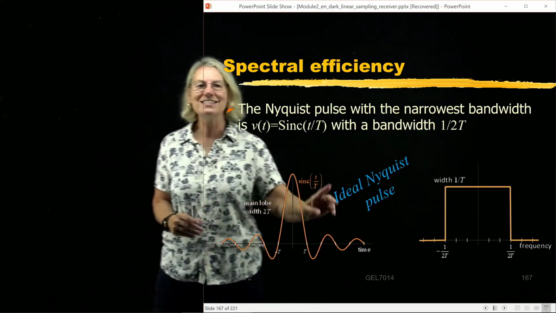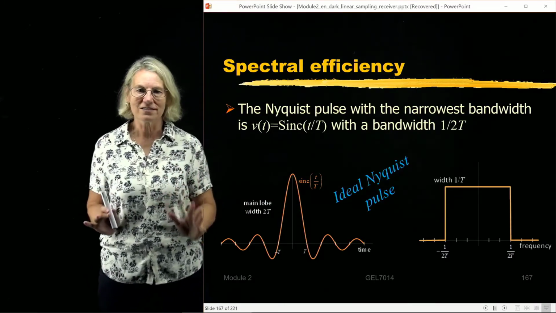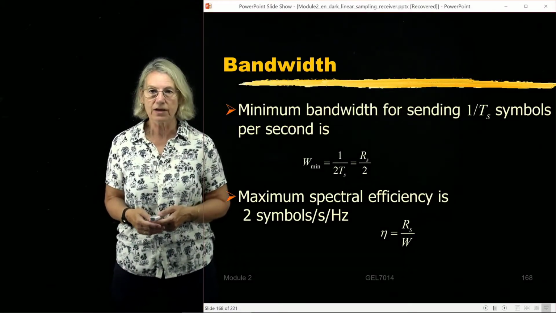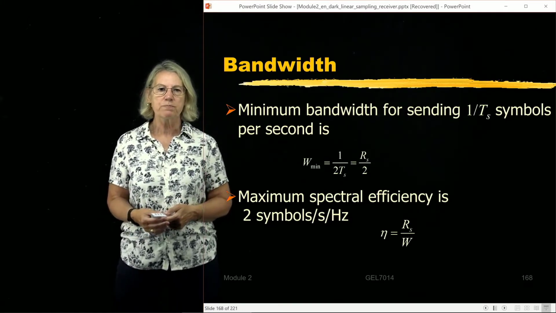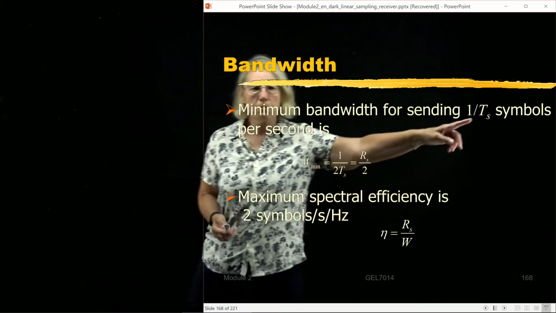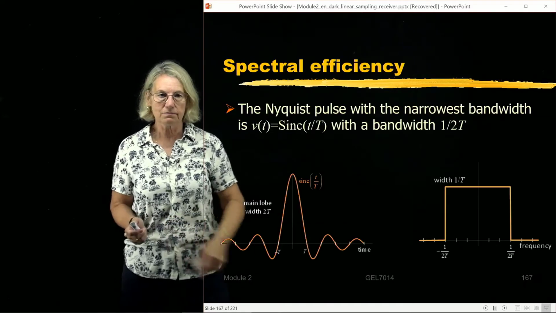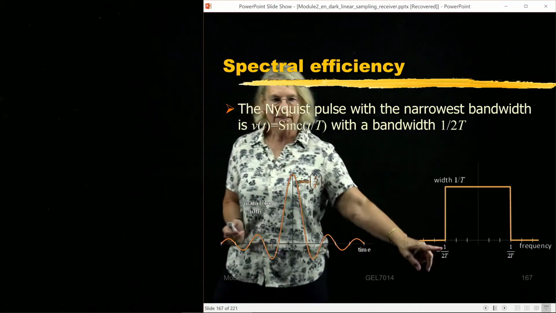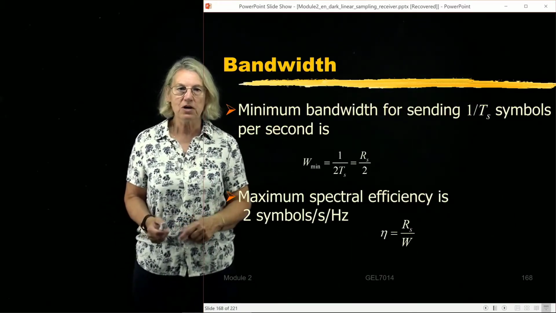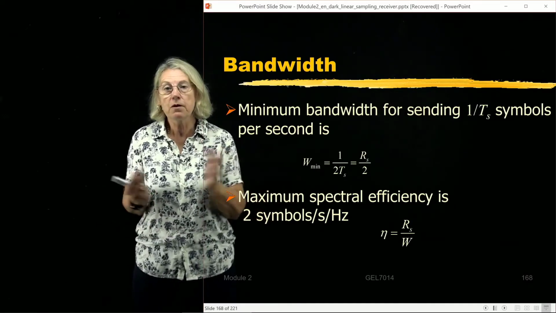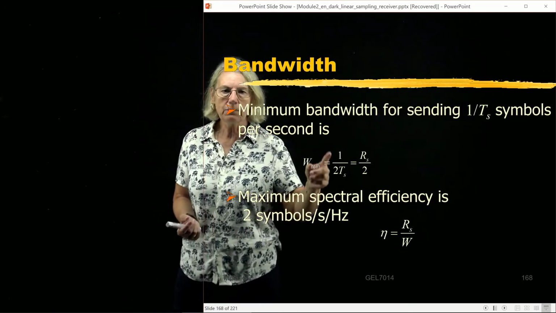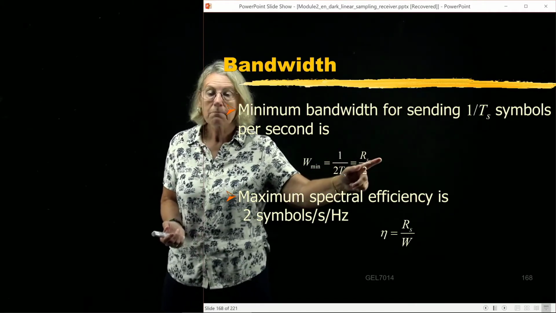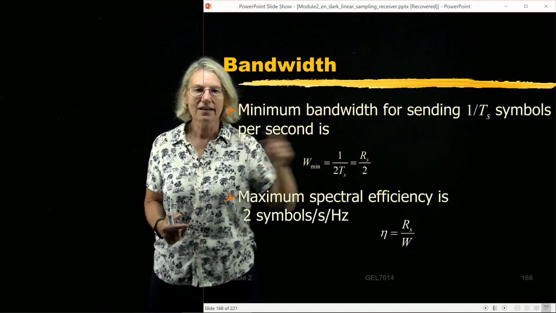Because of that, it's also often called the ideal Nyquist pulse. So it's ideal only in the sense of spectral efficiency, but that's the nomenclature you'll see in the literature. So let's think about this ideal Nyquist pulse, which occupies the minimum bandwidth. If I were sending a symbol rate of 1 over TS, then from this Fourier relationship, we know that the minimum bandwidth I need with this ideal Nyquist pulse would be 1 over TS, the symbol time, which is the equivalent of the symbol rate, RS, how many symbols per second I'm sending, divided by 2.